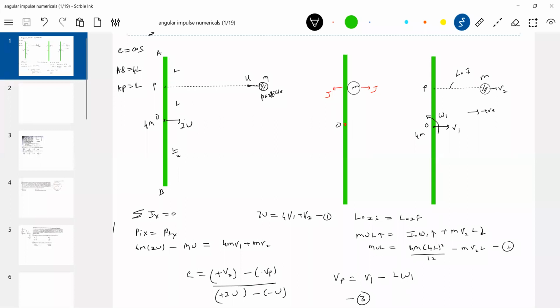Is there any loss in energy? Yes. Where did that energy go? The rod is rigid, no? So the rod is rigid. So then the particle. Where did that energy go? Let's say heat.